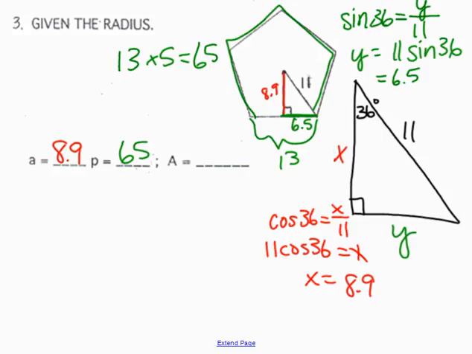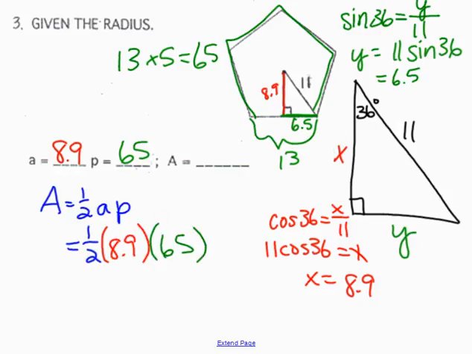Then to do the area, area equals 1/2 of the apothem times the perimeter. So 1/2 of the apothem times the perimeter, and that equals 289.3.